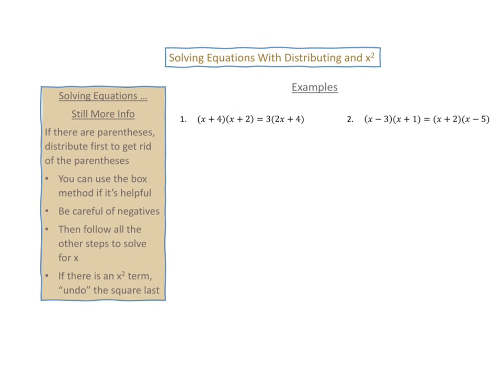If there are parentheses, you distribute first to get rid of the parentheses. And you can use the box method if you like. You got to watch your negatives. And remember, you undo the square at the very end.